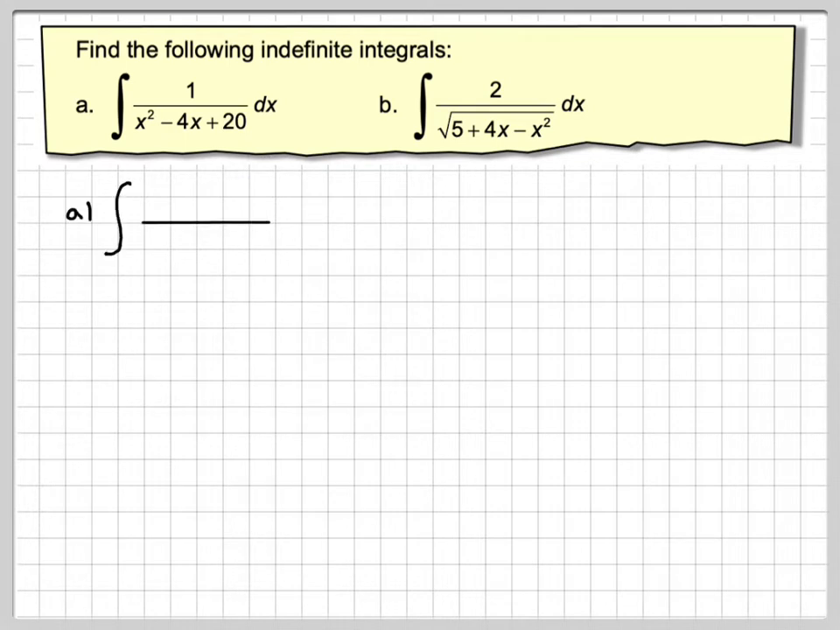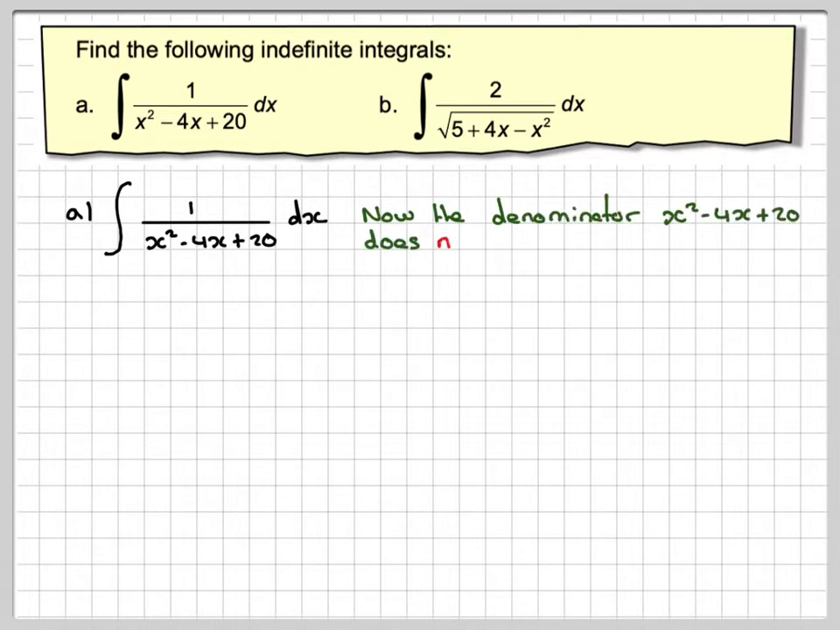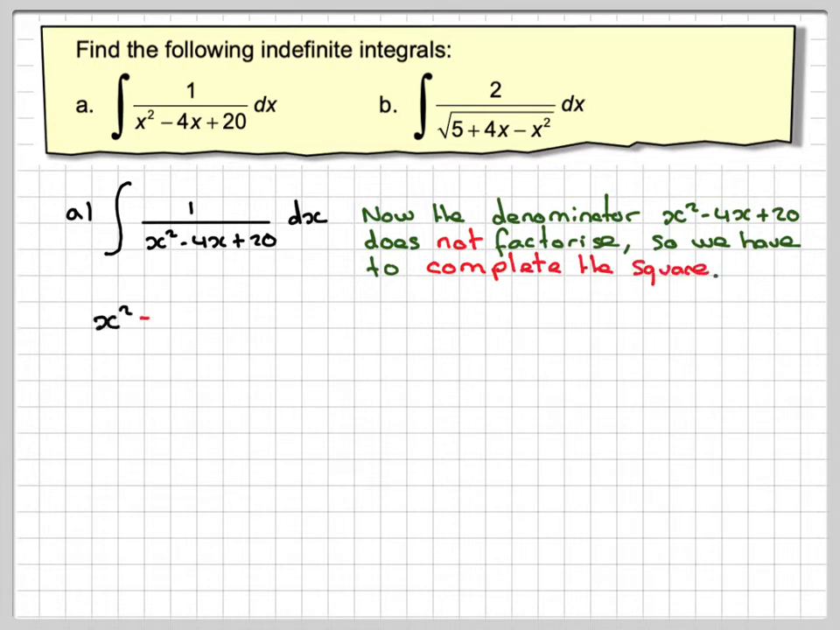If we've got a denominator that cannot be factorised, a quadratic in the denominator, you have to actually complete the square. So as the denominator does not factorise, we have to complete the square. So you need to know how to complete the square. Again, this is a further maths type question.